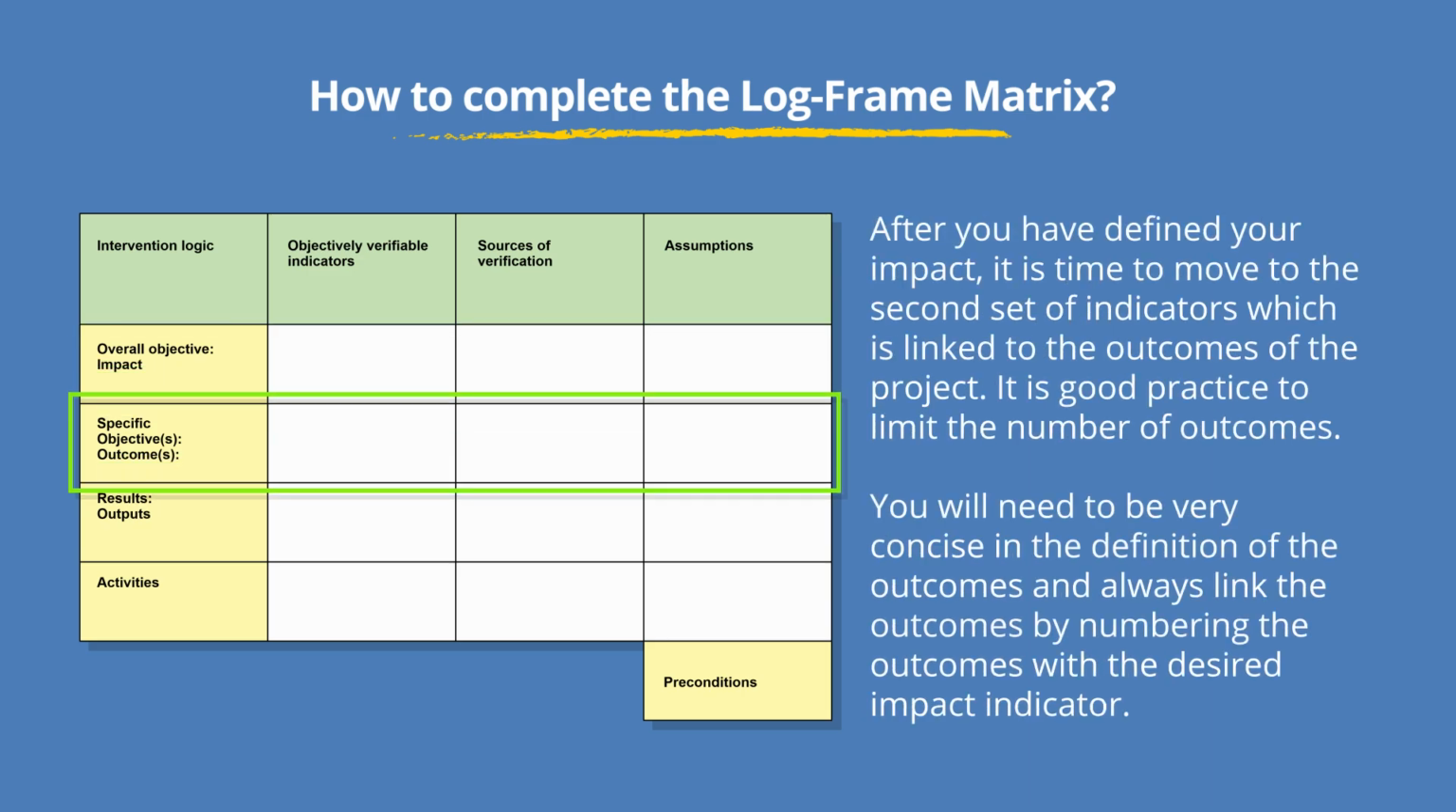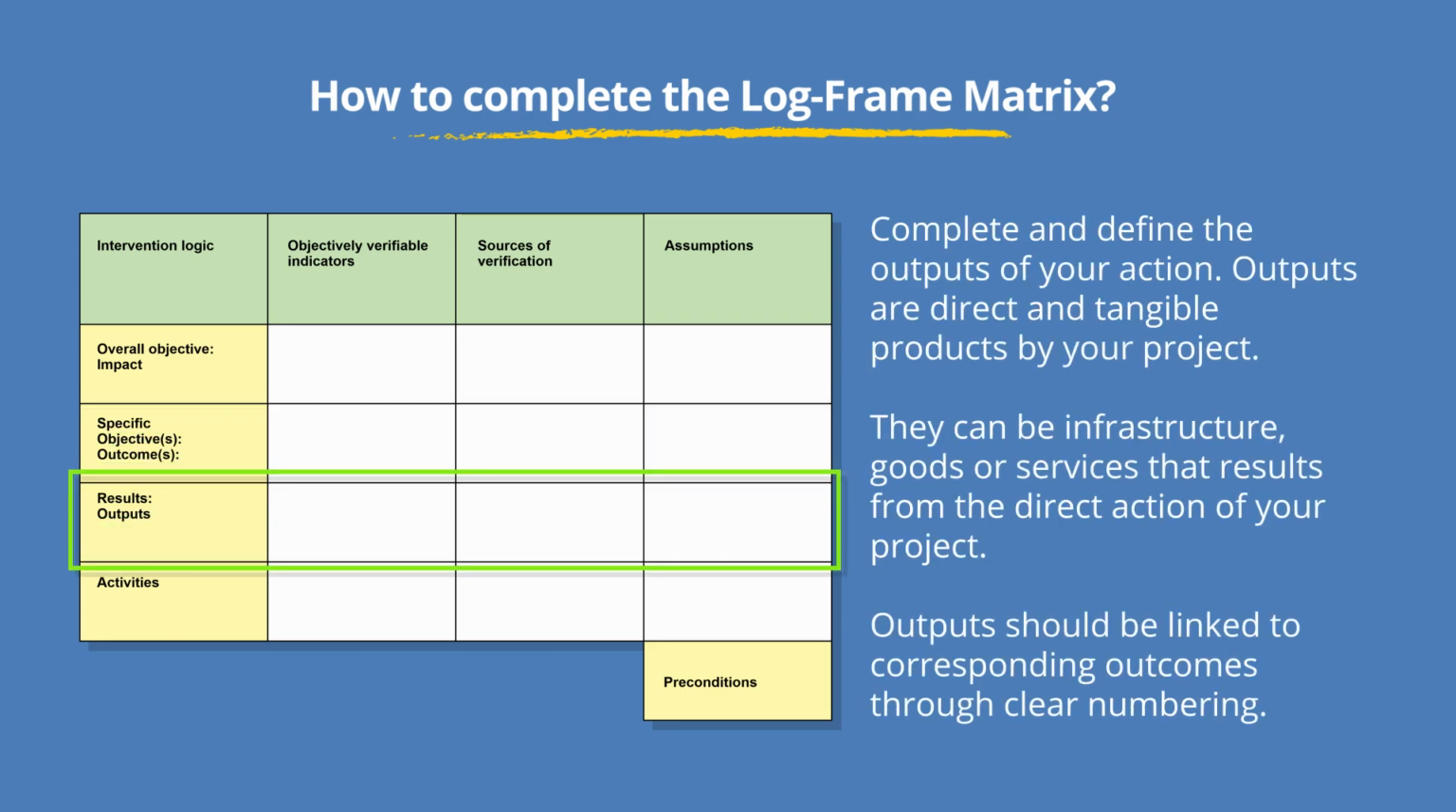After you have defined your impact, it is time to move to the second set of indicators, which is linked to the outcomes of the project. It is good practice to limit the number of outcomes. You will need to be very concise in the definition of the outcomes and always link the outcomes, by numbering, with the desired impact indicator.